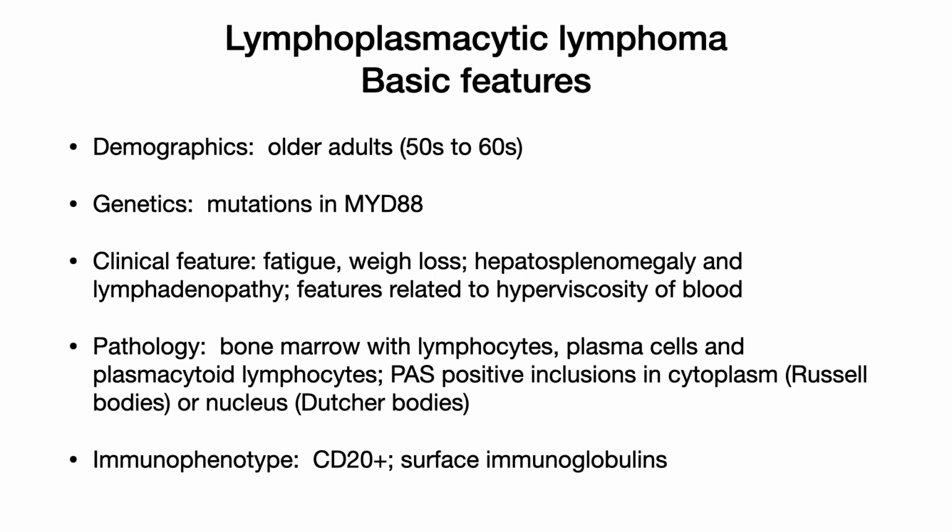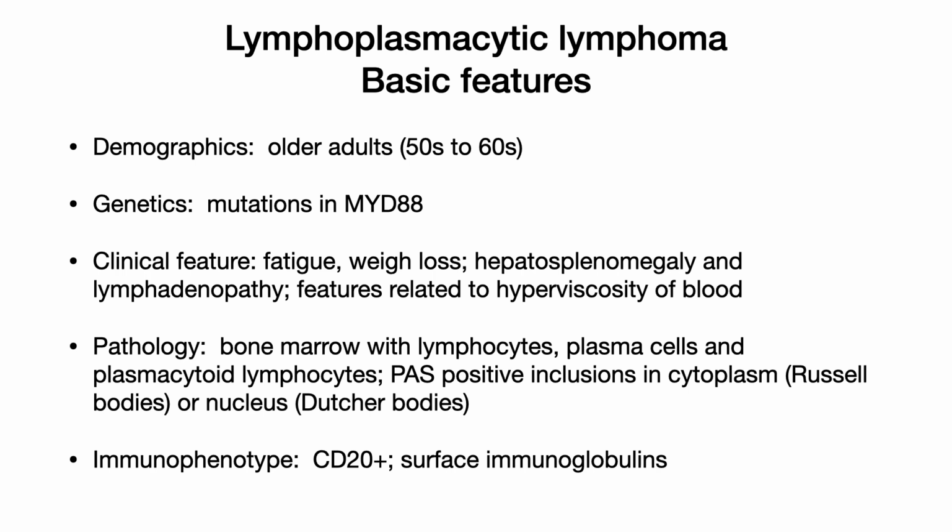As with other lymphomas, we're talking about fatigue, weight loss, hepatosplenomegaly, lymphadenopathy, and then because they are oftentimes producing IgM, in Waldenstrom's macroglobulinemia you can see features associated with hyperviscosity of the blood, so sometimes CNS type changes, and that's on the next slide.